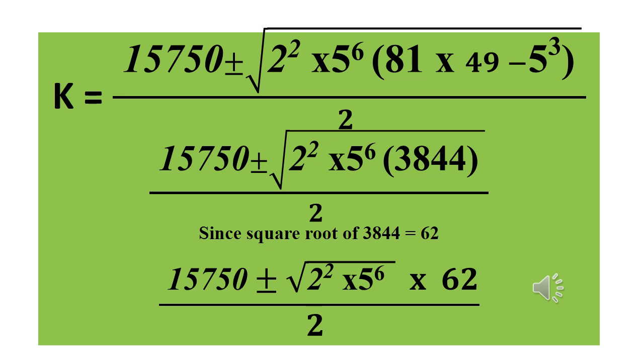Now, if you find the square root of 3844, you'll get 62. So we are going to plug in 62 now for the square root of 3844. So we now have 15,750 plus or minus square root of 2 squared times 5 raised to the power 6, then times 62 all over 2.